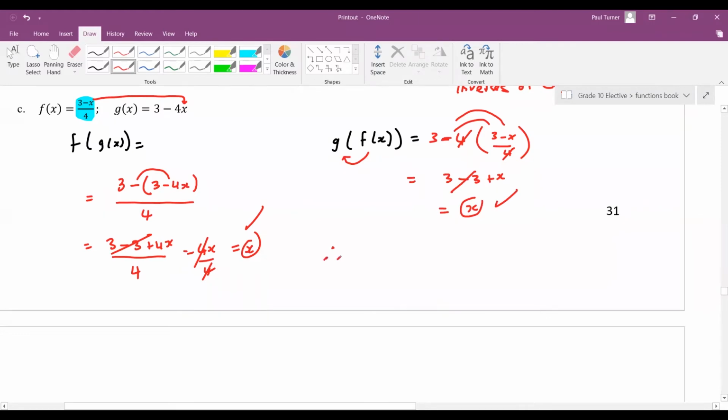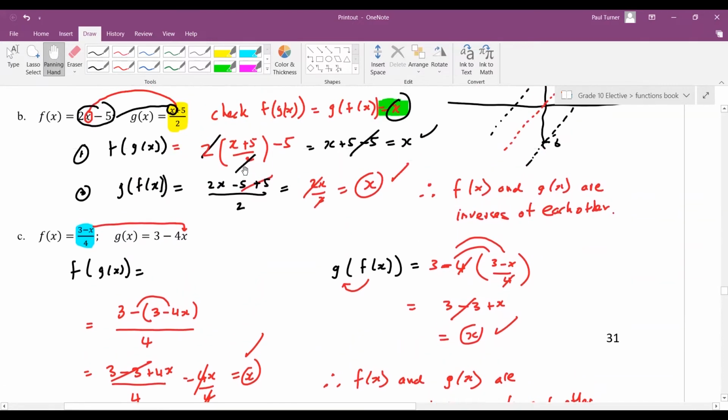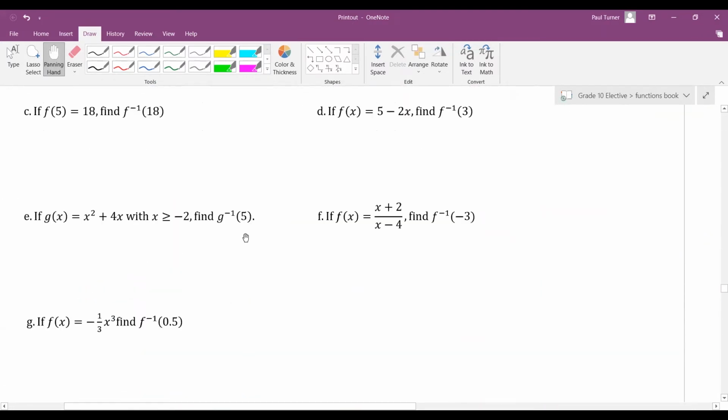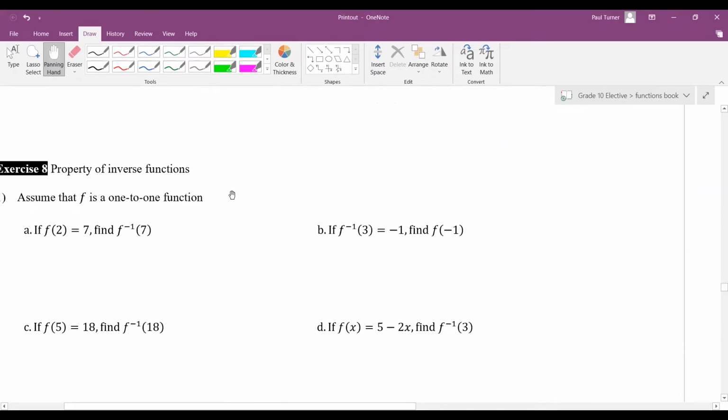So therefore, f(x) and g(x) are inverses of each other. So that's how you check whether two graphs are inverses without graphing them. Okay, so very useful. Okay, for that one. So let's go back to question 1, and I'll re-explain this a little bit.